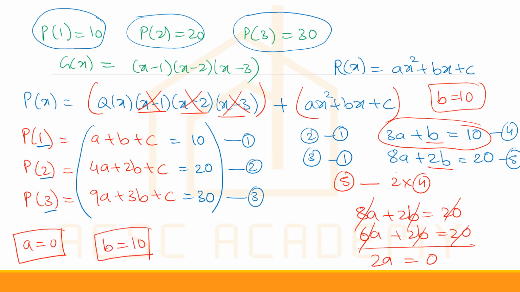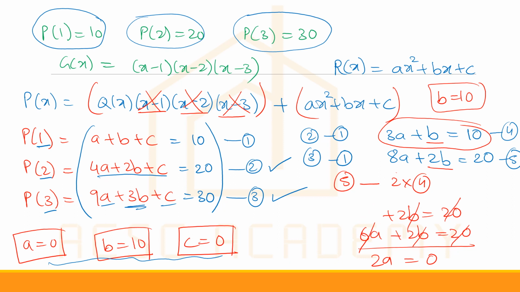And now putting both a and b in any one of the three equations, let us say in equation 1, if we substitute that, then we will get 0 plus 10 plus c equal to 10, which means c is also 0. Let us see if these three values are applicable, if they satisfy the other two equations as well. In equation 2, if we substitute them, then we will get 0 plus 20 plus 0, that is 20. So that is satisfied. In the last one, that will be 0 plus 30 plus 0. It is also satisfied, which means these three values are true.